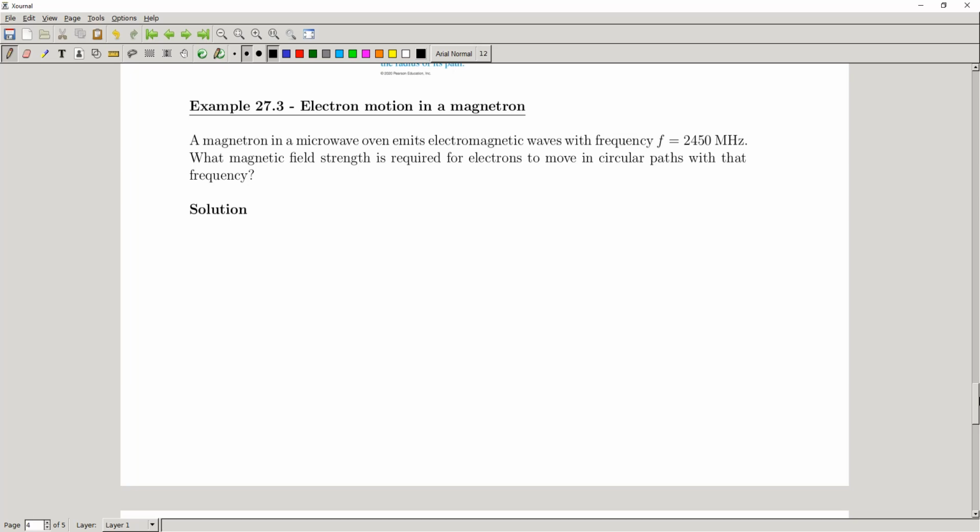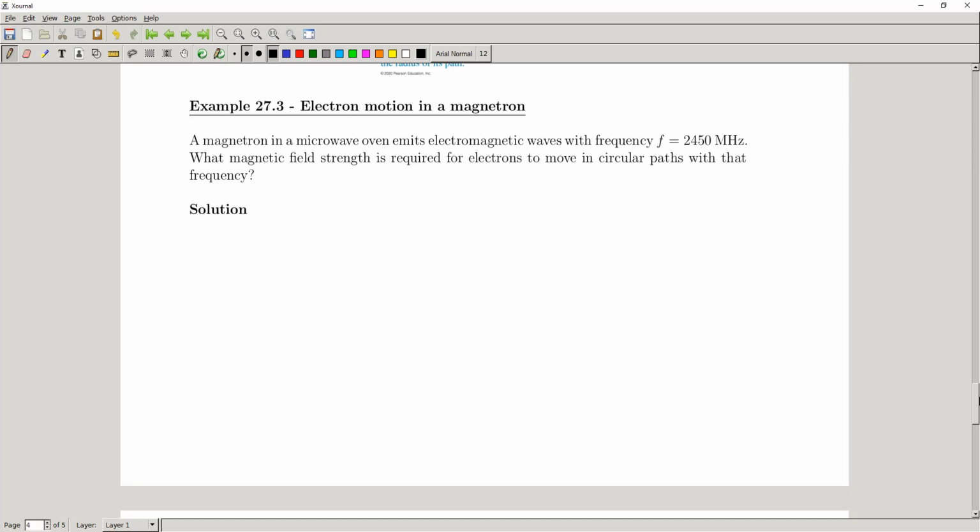So the first example, 27.3, is electron motion in a magnetron, right? So we have a magnetron. We could imagine this is inside a microwave oven. It's emitting electromagnetic waves with a frequency given to us here, so 2450 megahertz. And we want to know what the magnetic field strength is required for the electrons to move in circular paths with that frequency. Okay, so how would we find this?